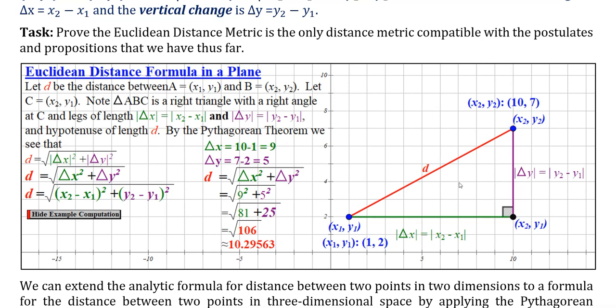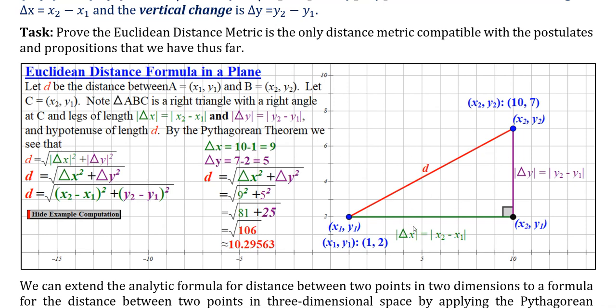Well, this is a right triangle. So we just apply the Pythagorean theorem to that. And we see that the distance has to be the absolute value of delta x squared, which is just delta x squared, plus the absolute value of delta y squared. Add those two up, and you do a square root to get d. Of course, delta x is x2 minus x1, and delta y is y2 minus y1. And so we can see this works out.